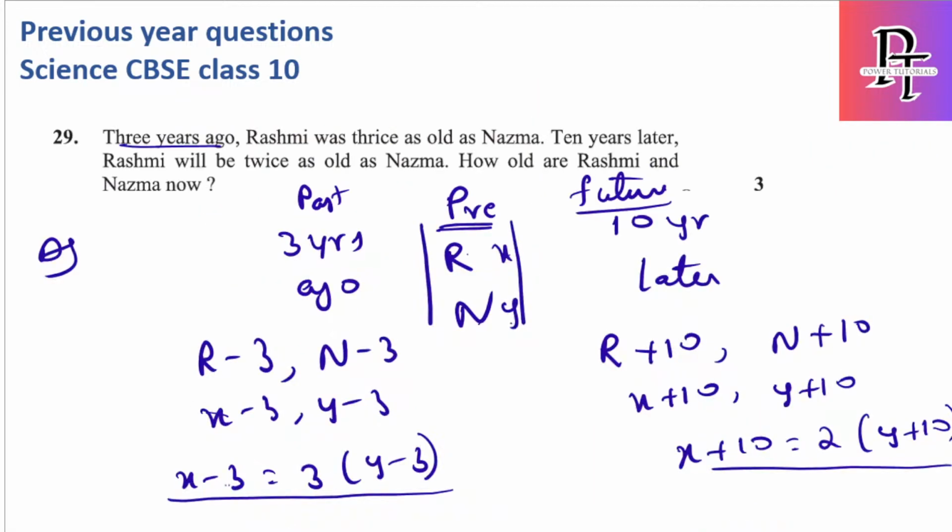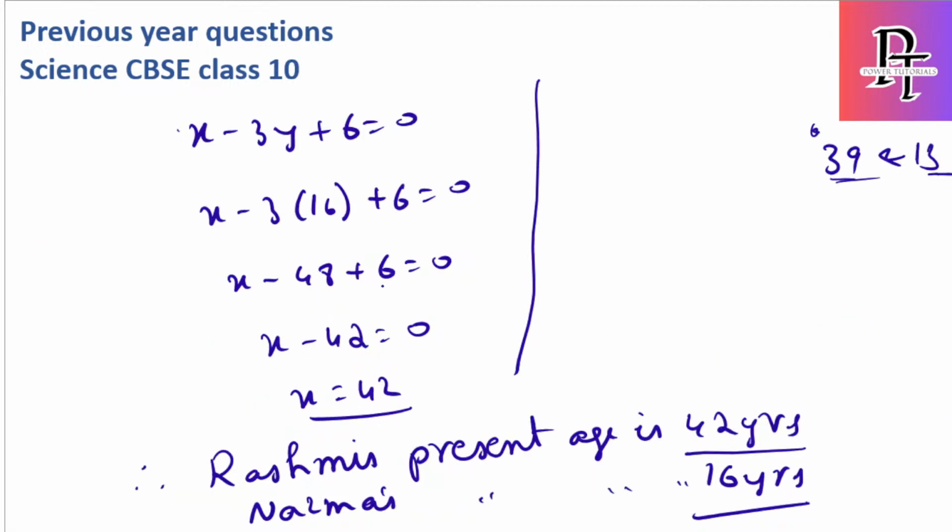10 years later, Rashmi is twice of Nazma. So 10 years later, this becomes 52, whereas 16 becomes 26. Yes, this is also correct. 52 is twice of 26. So hence our answers are correct.